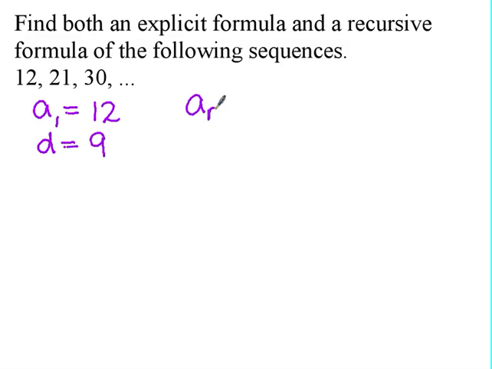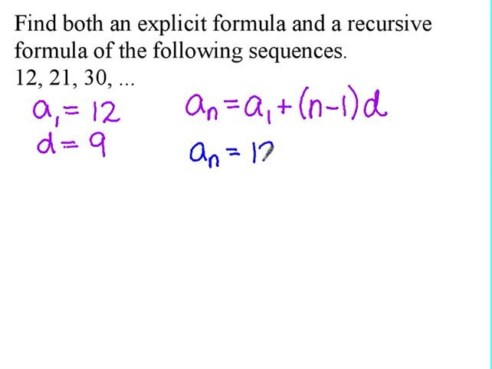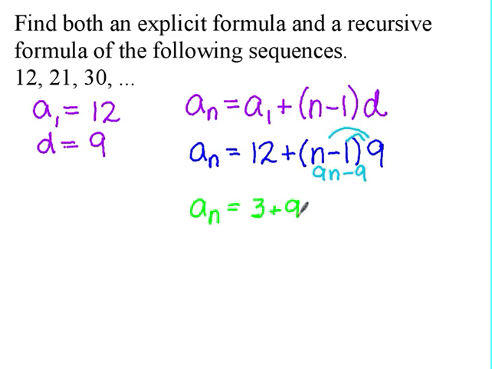We can go ahead and use that first formula, which is a sub n equals a sub 1 plus n minus 1 times d. So a sub n equals, what's a sub 1? 12 plus n minus 1 times d, which is 9. Now we actually need to simplify that. So we need to distribute the 9 into both. When I distribute the 9, I end up getting 9n minus 9. So I end up getting a sub n equals 3 plus 9n. And there you go.